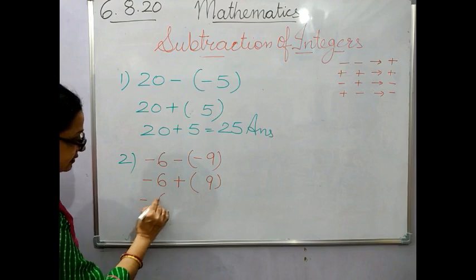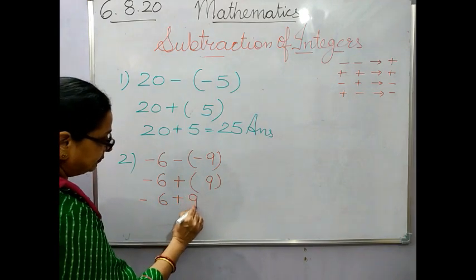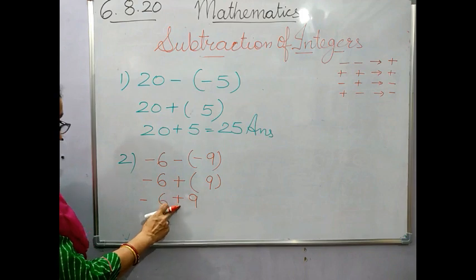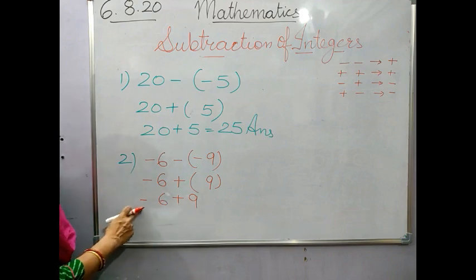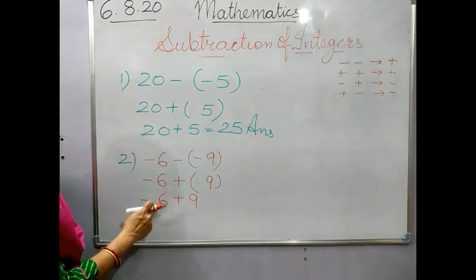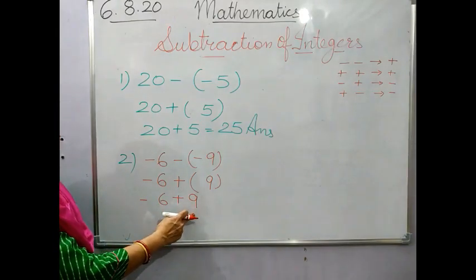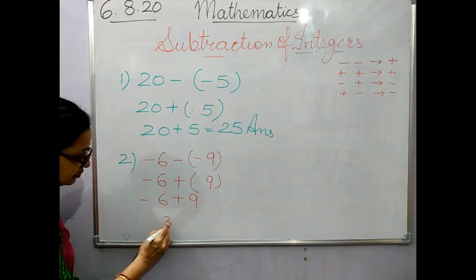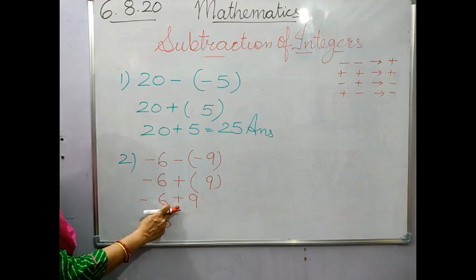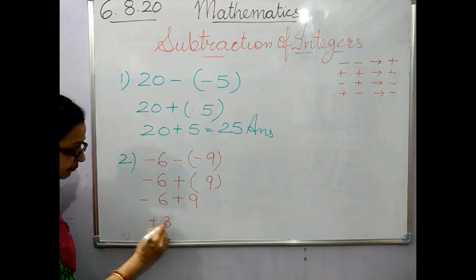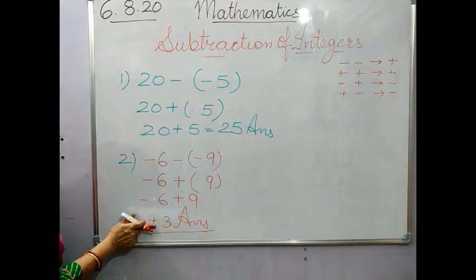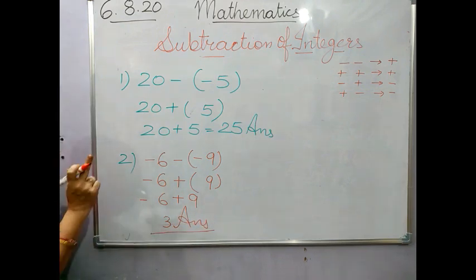Now minus 6 plus 9. Now see here, this is minus, this is plus. You know, when there are two opposite signs, you always subtract the smaller number from the bigger number. So 9 minus 6 is equal to 3. The sign of the bigger number is plus, so we can put plus, and this is your answer. Even if you don't write this plus, it's very good.